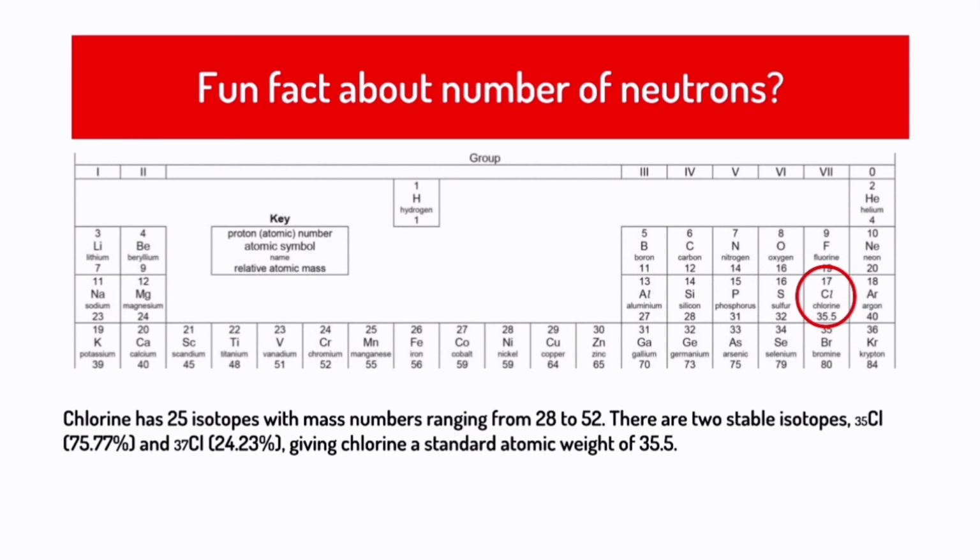So with the relative atomic mass of 28, for the isotope chlorine 28, the number of neutrons is simple. Take 28, subtract it with proton number 17, and you will get the number of neutrons of 11. In the real world, even though there are 25 different isotopes, only 2 of them are stable. They are chlorine 35 and chlorine 37. They exist in different percentage, giving chlorine an atomic mass of 35.5.